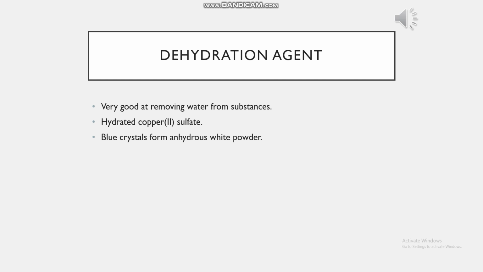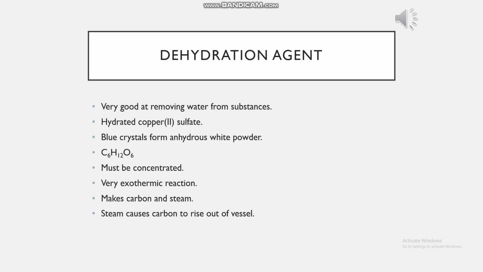The second example is the addition of sulfuric acid to glucose. It is important to use concentrated sulfuric acid in this instance, as dilute sulfuric acid will not produce results quickly. This reaction is quite exothermic. It produces a black solid, which is carbon, and steam. The steam will cause the black carbon to rise out of the reaction vessel, quite similar to those time-lapse videos of skyscrapers getting built.